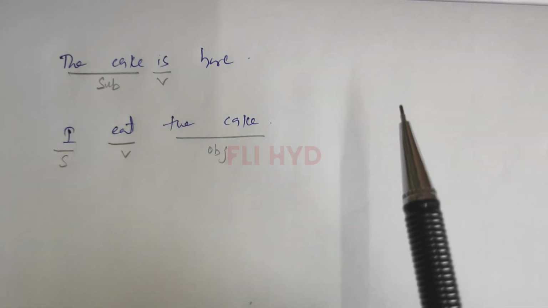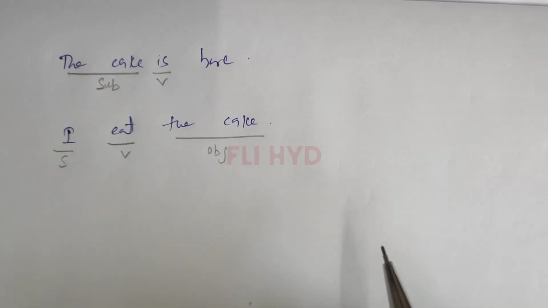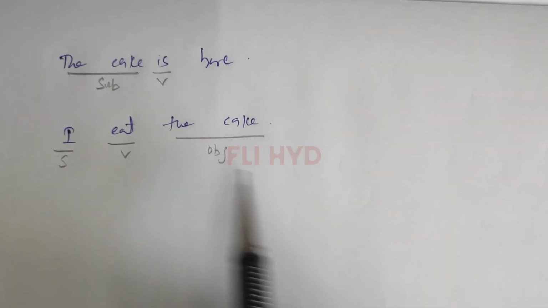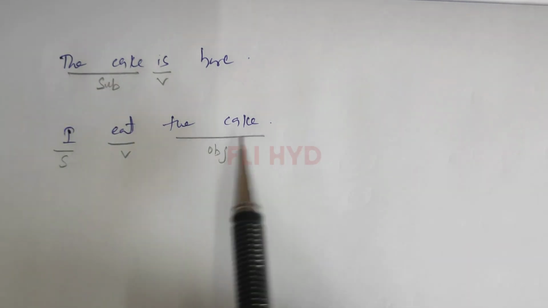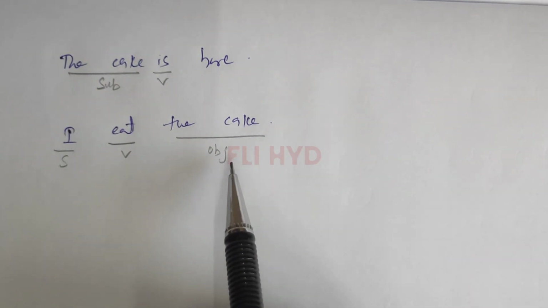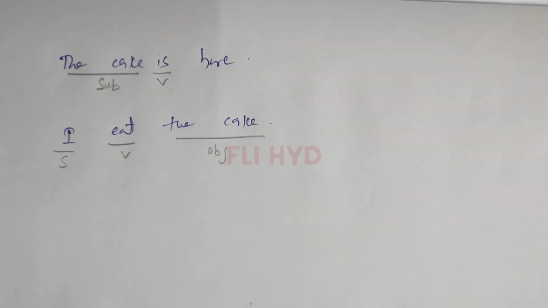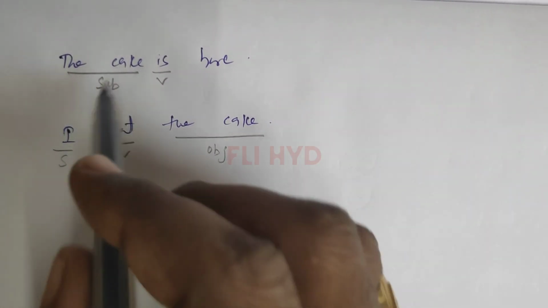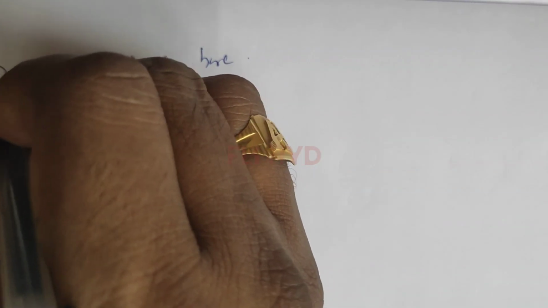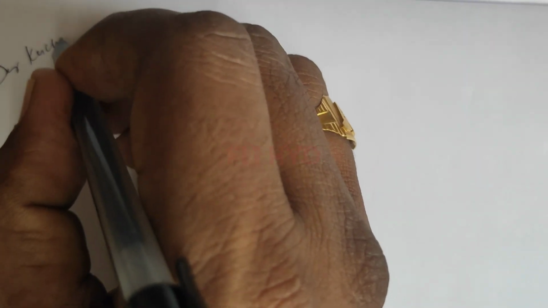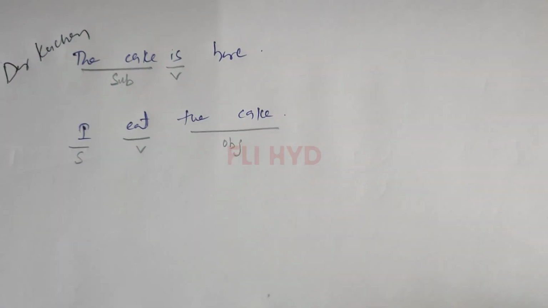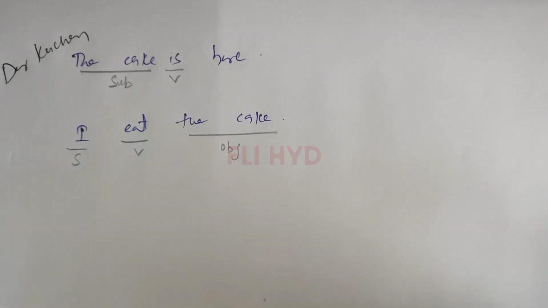There will be no change, but when it comes to German we have to be very careful. Subject we have to write according to nominative, and object we have to write according to accusative. Clear? Now we try to write the sentences in German. So what is the cake in German? We have learned the vocabulary, right? Der Kuchen, the cake.